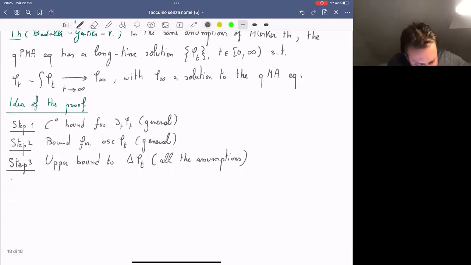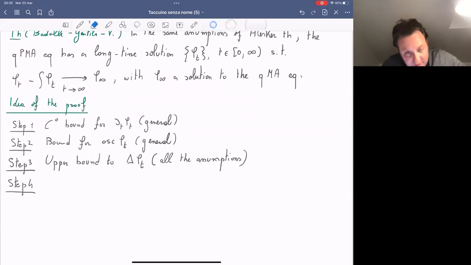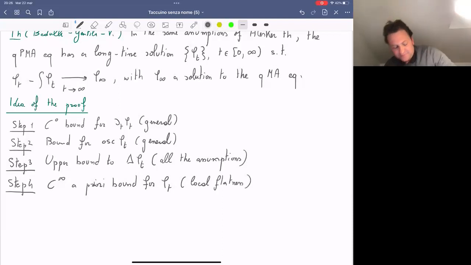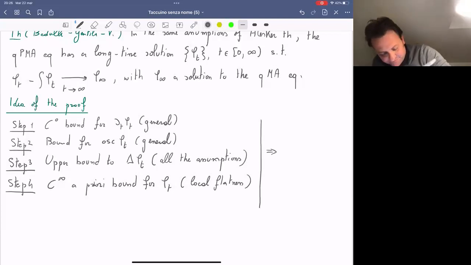Step 4, we deduce the C infinity a priori bound for phi t, and here we use the local flatness. So in particular, in this step, we don't need the existence of an underlying hyperkähler metric. All these assumptions together give the long time existence.